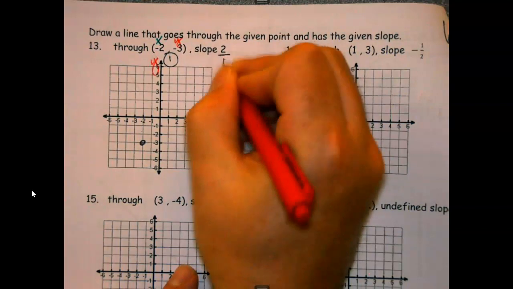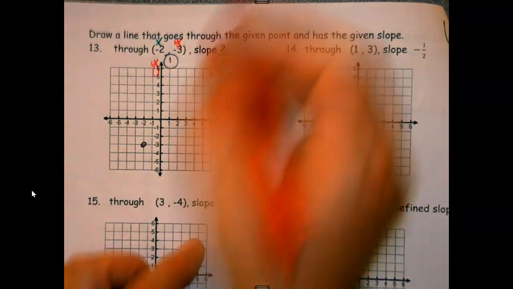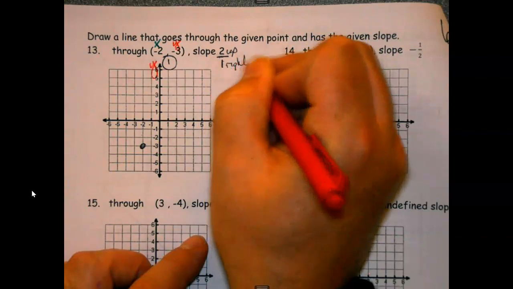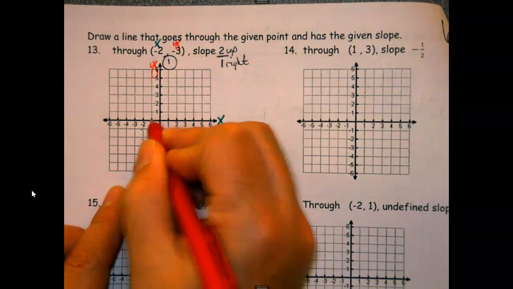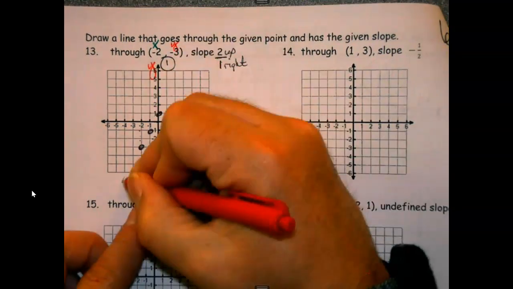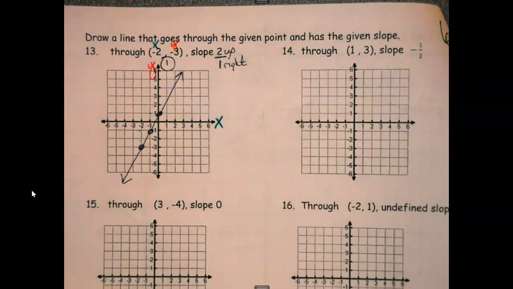Slope. Make it a fraction. 2/1. Which means I'm going to go up 2, and I'm going to go right 1, because they're both positive. Up 2 and right 1. Up 2 and right 1. I at least want to make 3 dots every time. Draw a line through it.